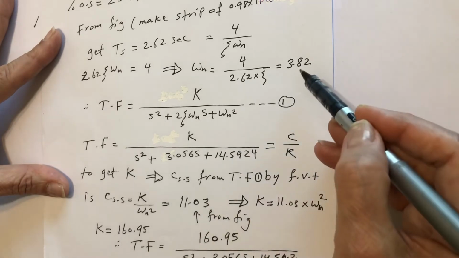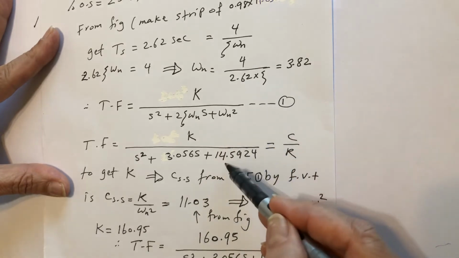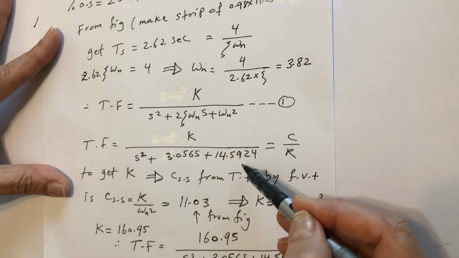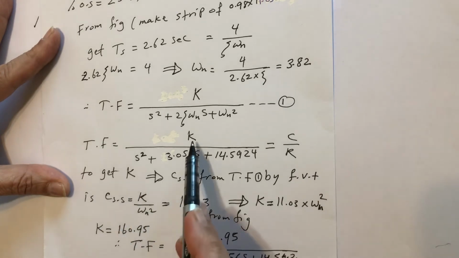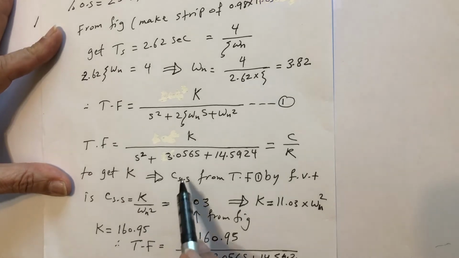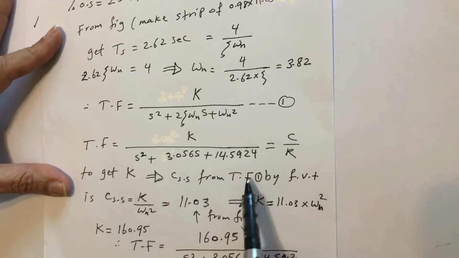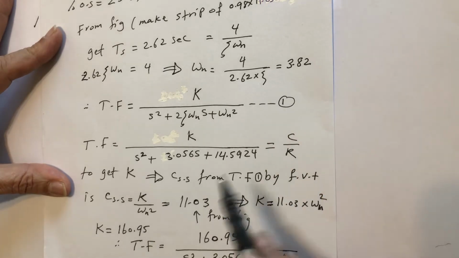Omega n I got it here as 3.82, and omega n z I got here 14.5924, equal to C over R. So to get this K that I'm talking about, just to give you an idea, it's not something difficult, I hope. So we find the steady state value from the transfer function, which I called 1, by the final value theorem.